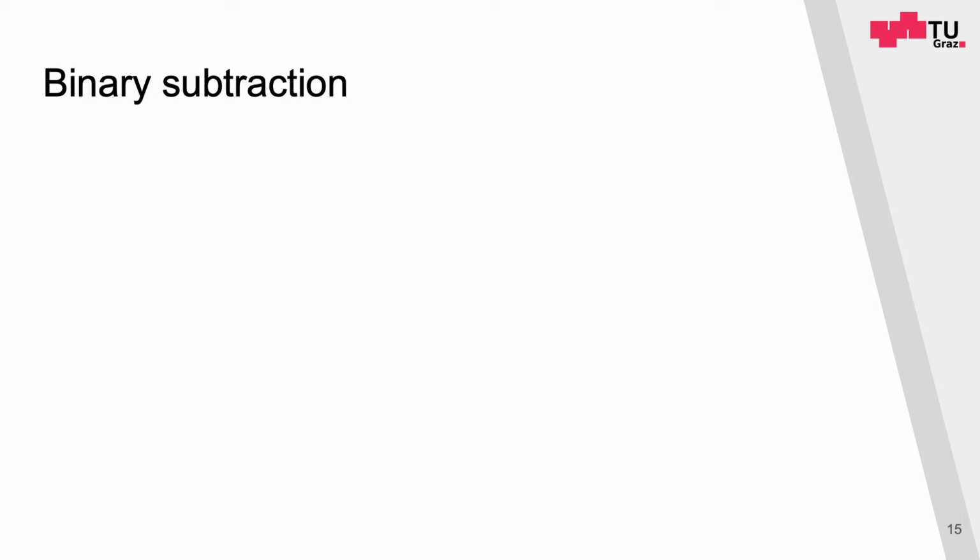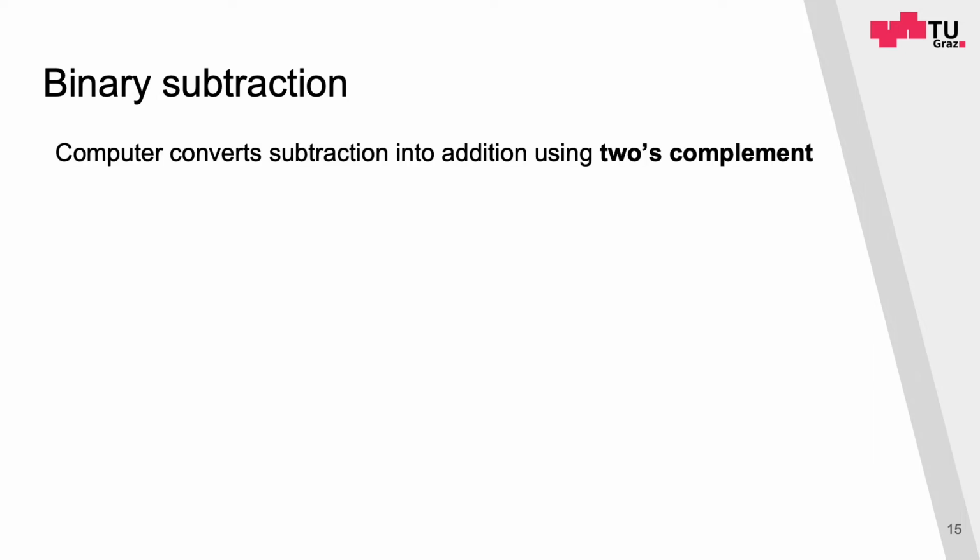Now we look at the subtraction in binary, and the computer converts the subtraction into an addition using the 2's complement. For example, if we want to calculate 1 minus 1, the computer converts this subtraction into an addition. And to do so, we need to negate the second number. So we perform 1 plus minus 1. So we need a way how we can represent negative numbers.